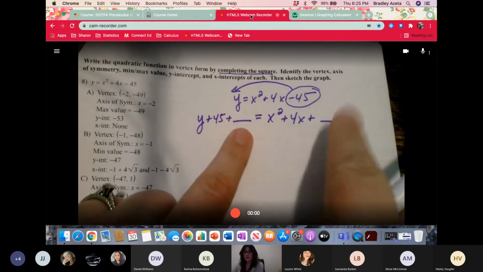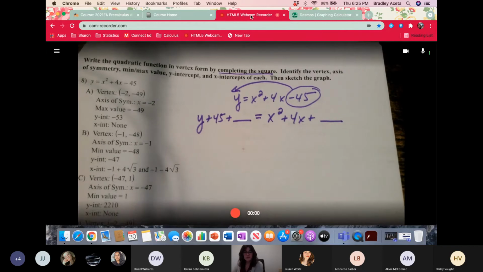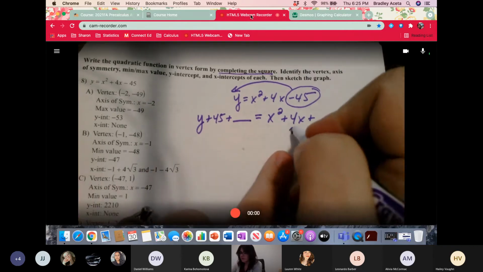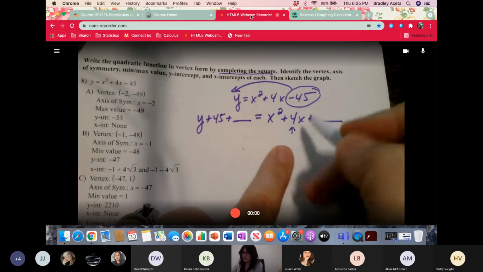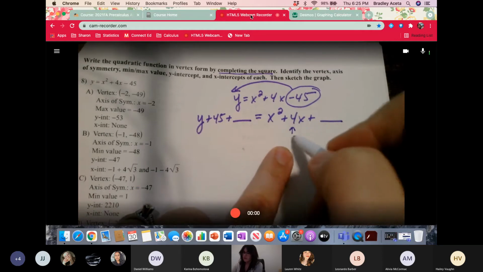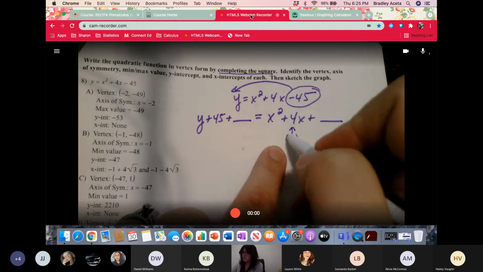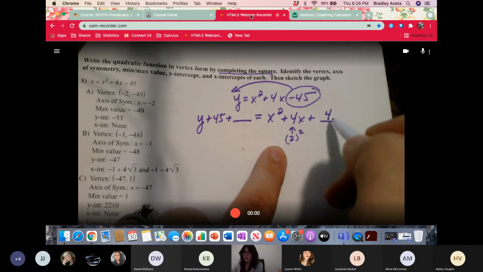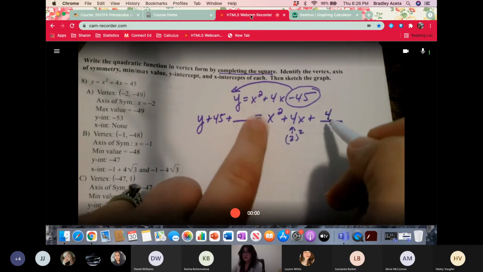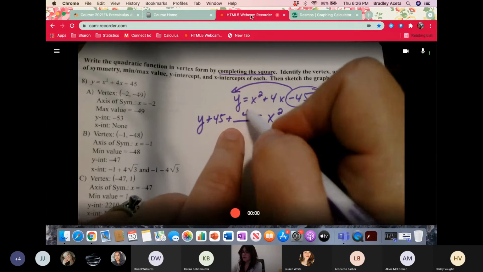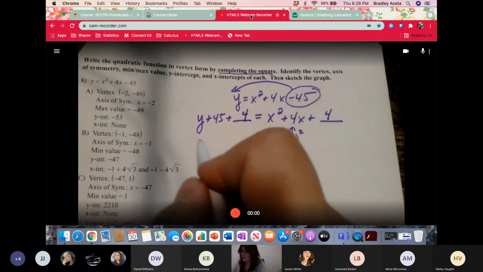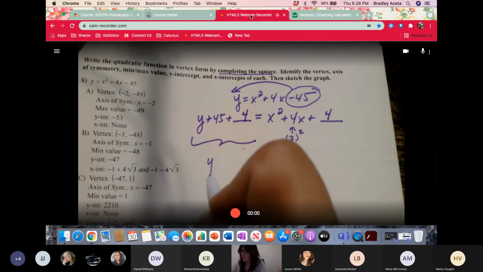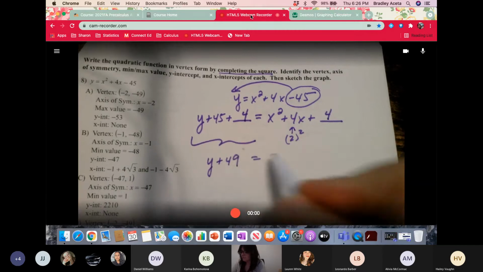Now what goes in that blank? Well, that's the completing of the square. It's half the middle squared, half of the middle term of this trinomial. So half of 4 is 2. 2 squared is 4. You put a 4 here. Since we didn't factor anything out, put a 4 over here. So what do we have? Well, on this side, we have y plus 49.